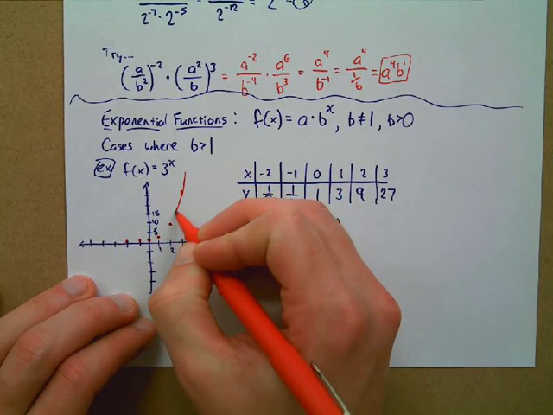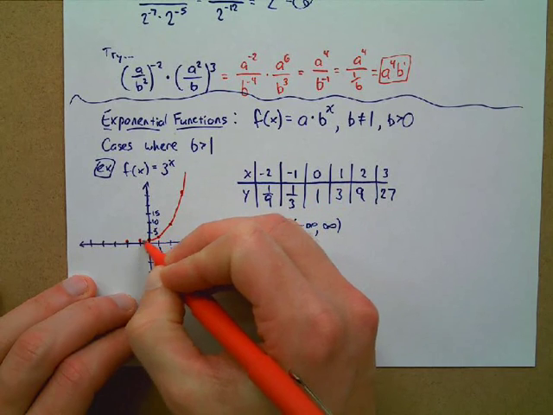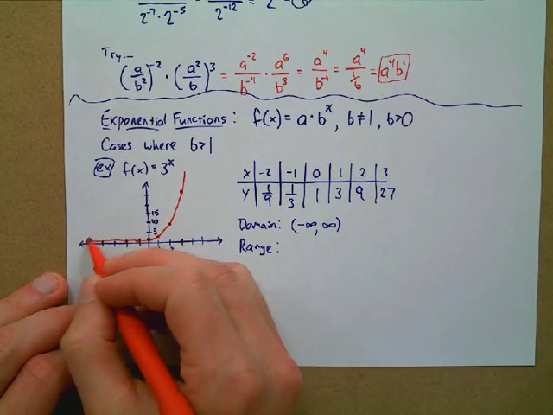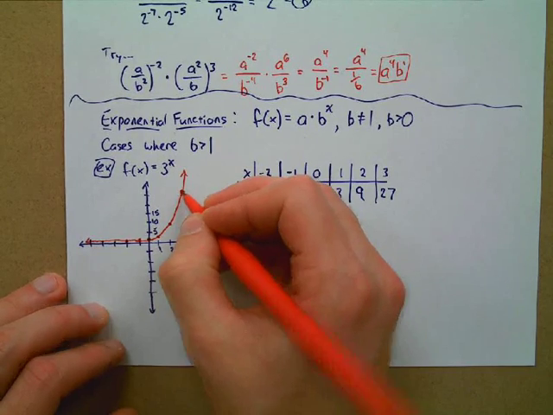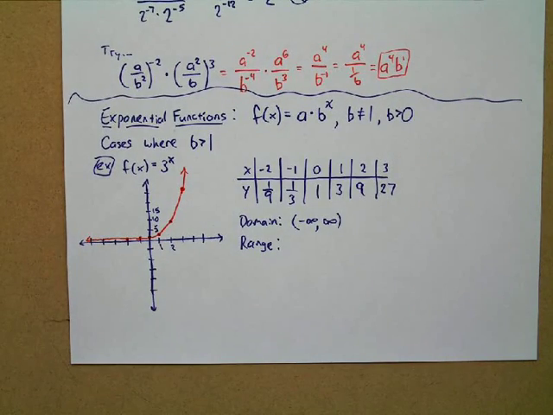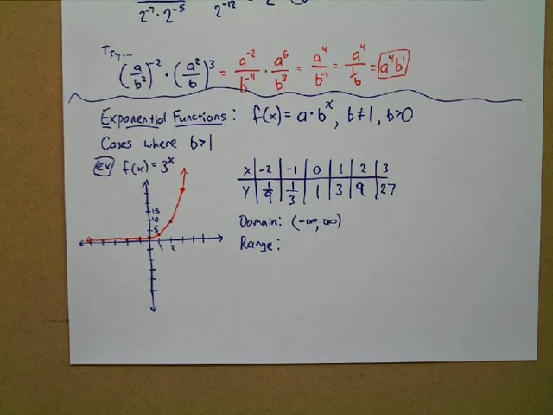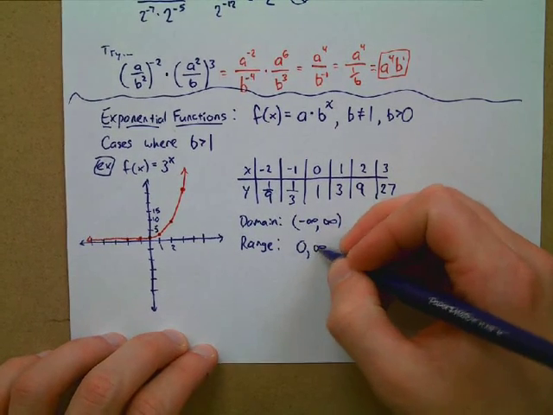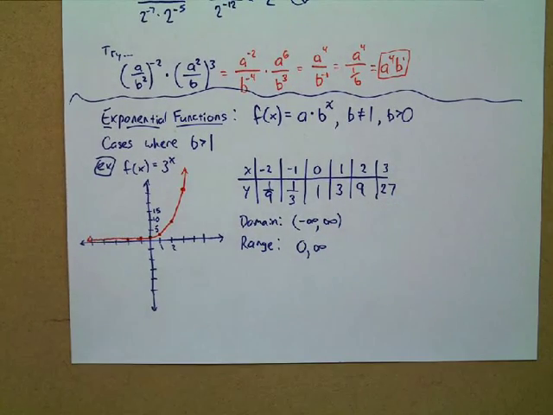So now that we have a picture of the graph here, what do we want to say the range is going to be? What do we say, Anna? 0 to infinity, very good. Anna, should we include the 0 or not? No, we're not going to get to the 0. Okay, that's right. So the range here is 0 to infinity, not including the 0.